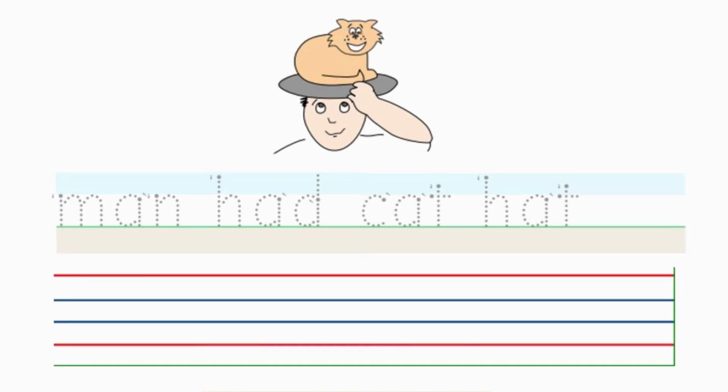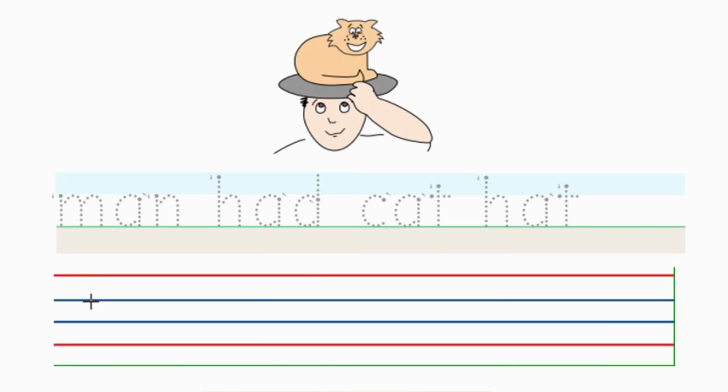What are we going to write now? We are going to write man, had, cat, and at. So we are going to write a sentence. Can we start writing? Yes. The first word is man. Say with me. Man.